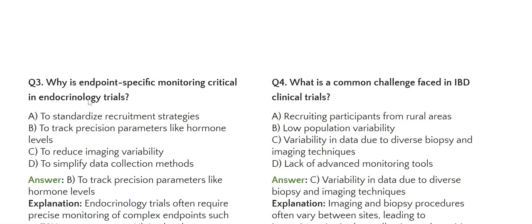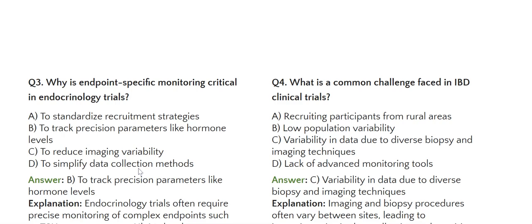Question 3, why is endpoint-specific monitoring critical in endocrinology trials? As we remember, the nature of the endpoints in both gastroenterology and endocrinology trials is of complex nature. So why is endpoint-specific monitoring critical in endocrinology trials? A, to standardize the recruitment strategies. B, to track precision parameters like hormone levels. C, to reduce imaging variability. Or D, to simplify data collection methods.